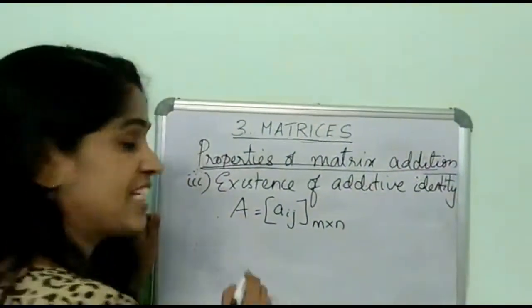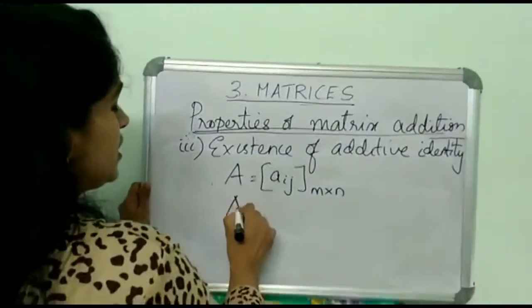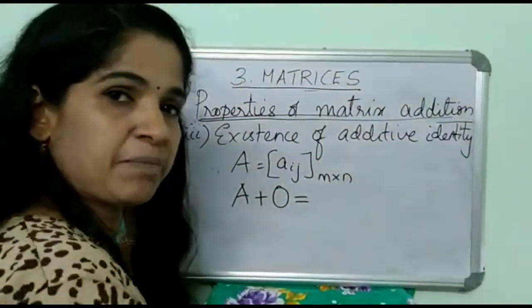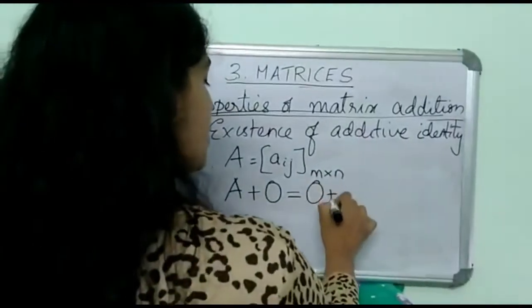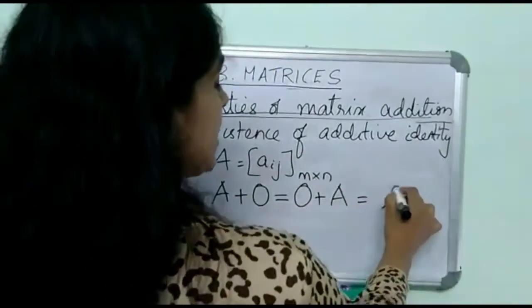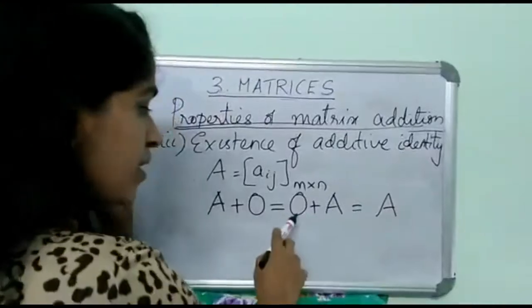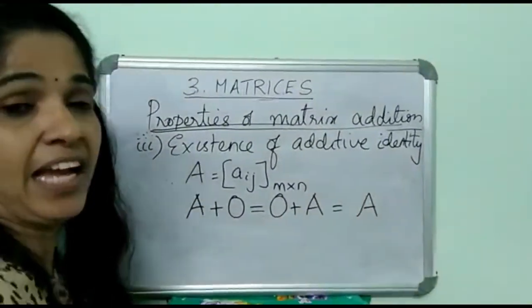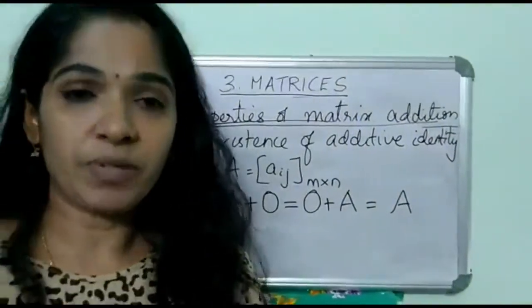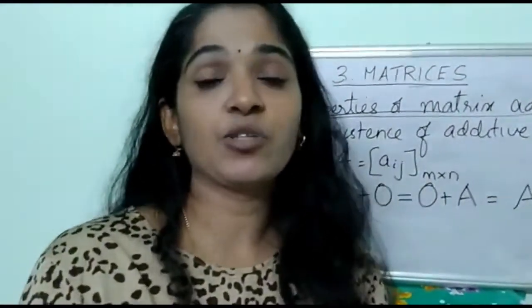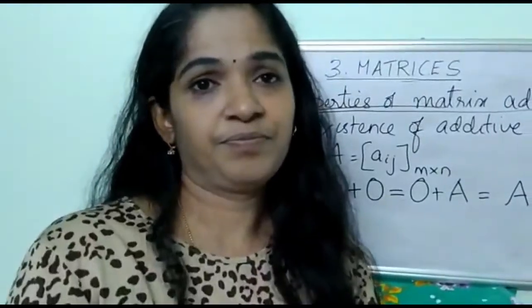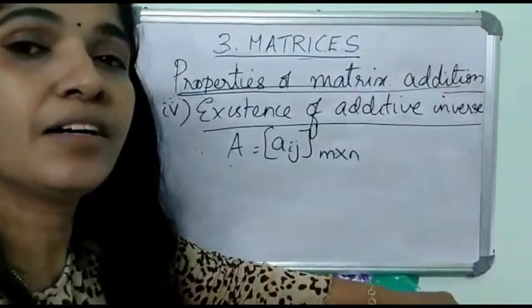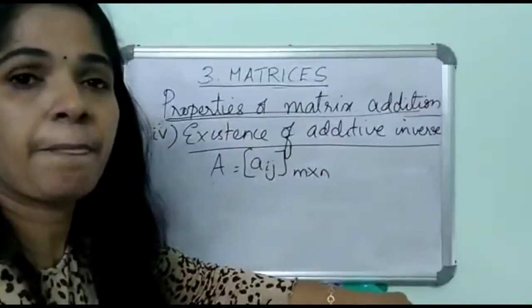We usually use the letter O for the 0 matrix, so that A plus O equals O plus A equals A, because when you add the 0 matrix to any matrix A, we'll get the same matrix back. And the order of the 0 matrix is the same as the matrix to which it gets added. Let A equals [aij] be a matrix of order m by n.